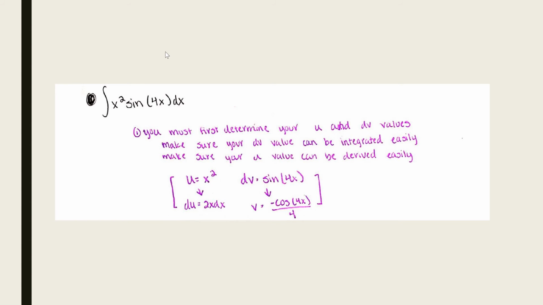The first problem we're going to be looking at is the integral of x squared times sine 4x dx. This x squared times sine 4x dx is our integrand, and integrand just means the expression that is going to be integrated. The first step for solving this problem is determining your u and dv values. Your u value should be easy to differentiate, while your dv value should be easy to integrate.